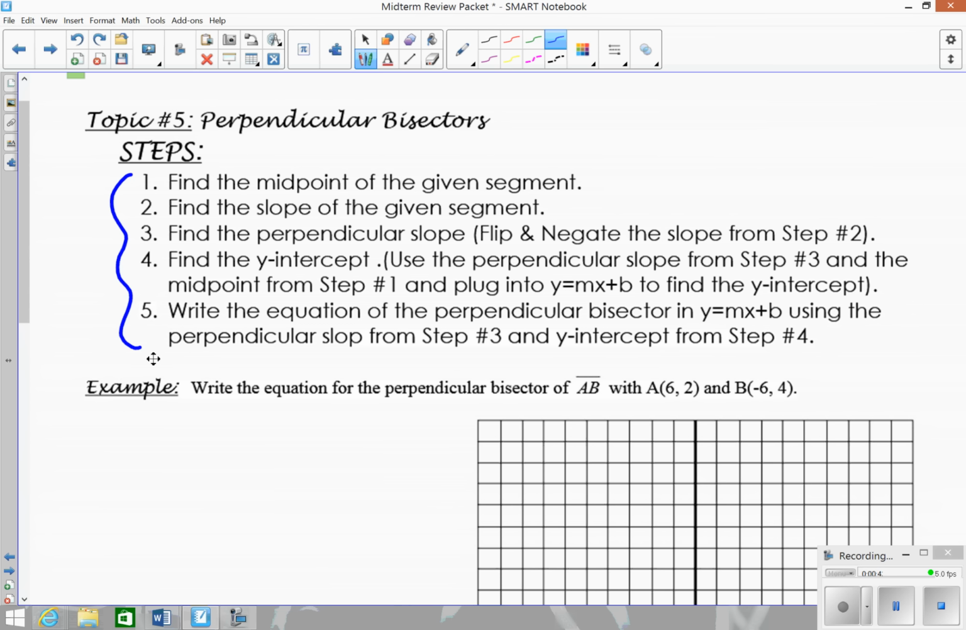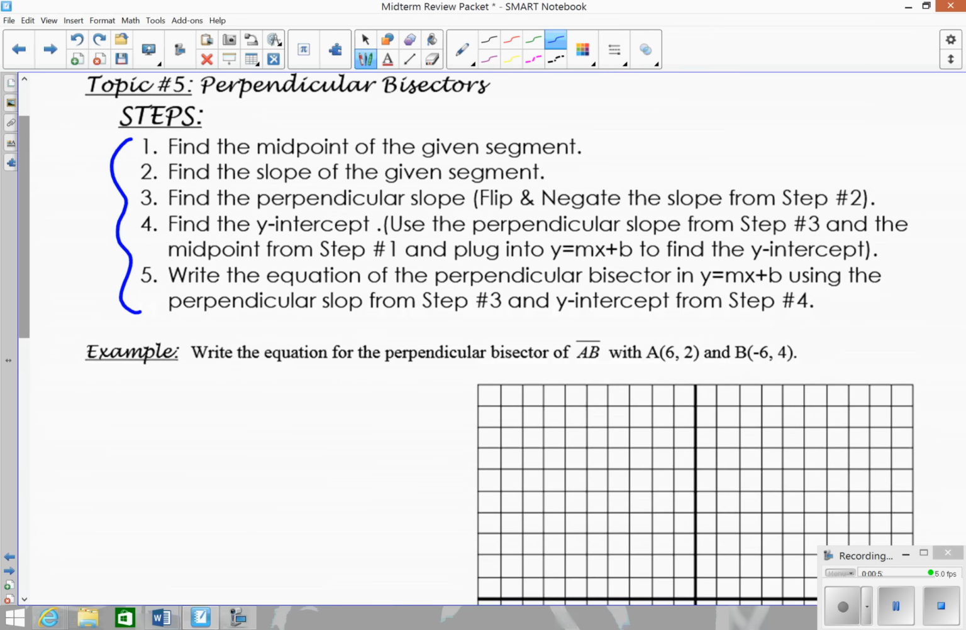Keep in mind there are times where you're going to get decimals and fractions and you won't have nice numbers to work with on a graph. However, I will show you how to check this and verify it on a graph as well. So the first step we're going to do is find the midpoint.